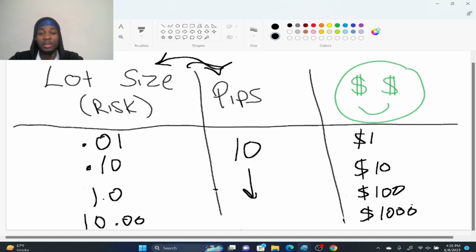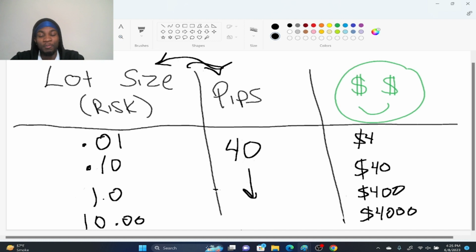So pips is the change of price on a particular pair, and your lot size is the amount of units being traded. All right, so let's say that we changed this number to a 4. This now becomes $4, $40, $400, or $4,000.